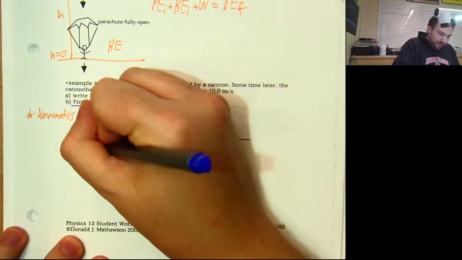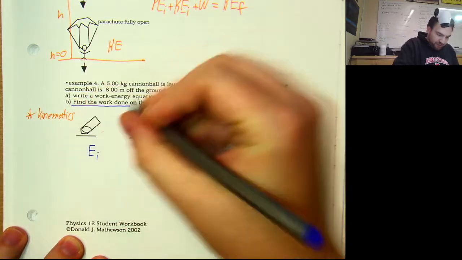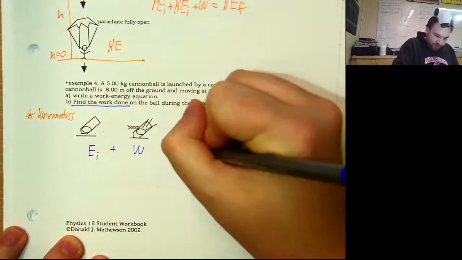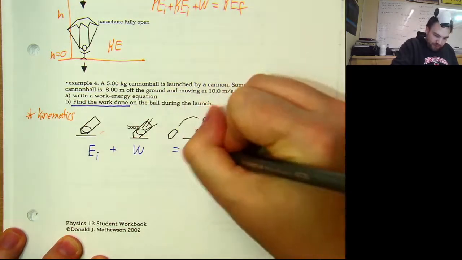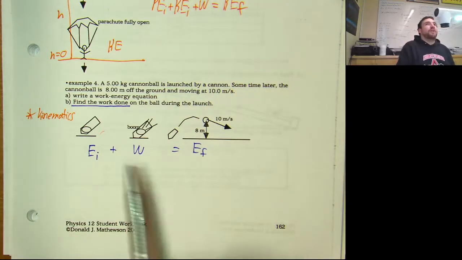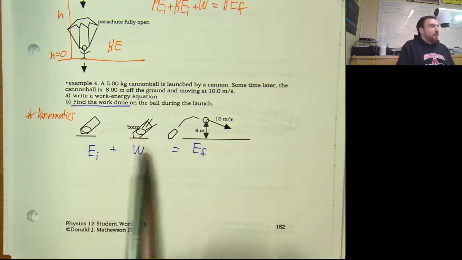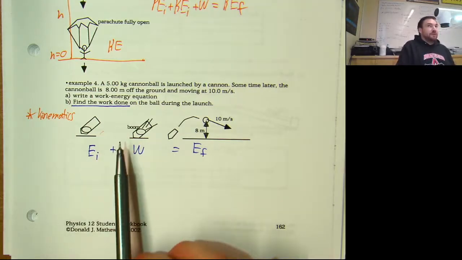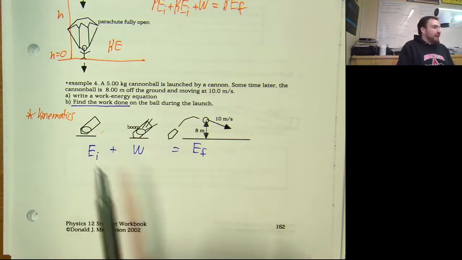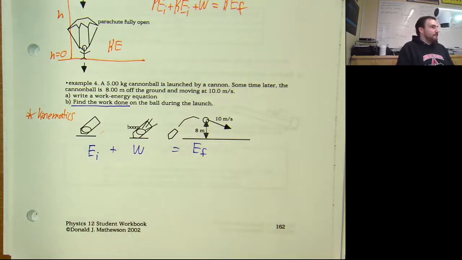So I'm going to use my energy initial plus my work equals energy final. I'm looking for the work done on the ball during the launch. What part of the situation am I concerned with? What am I trying to find here? What about during the launch? So if I take that a step further, what would that give me?